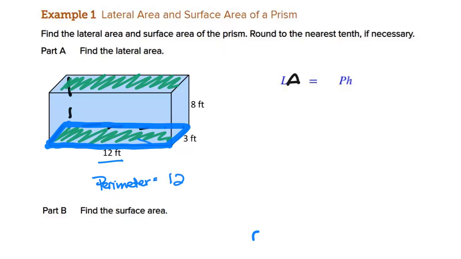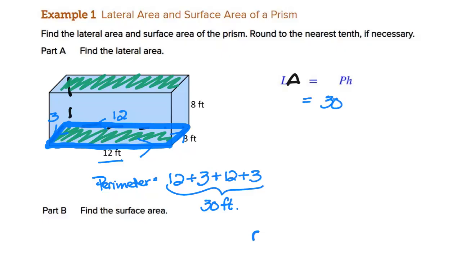12, let's go in this direction, plus 3, plus this back side, which is still 12, plus this side, which is also 3. Add those together, and you get 30 feet. That is the perimeter of your base. So that goes in for capital P.